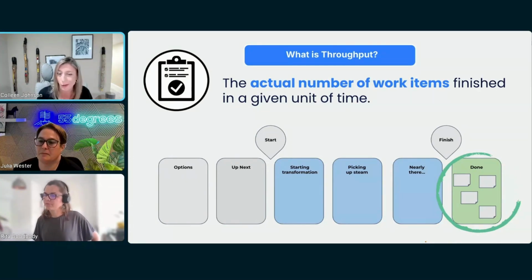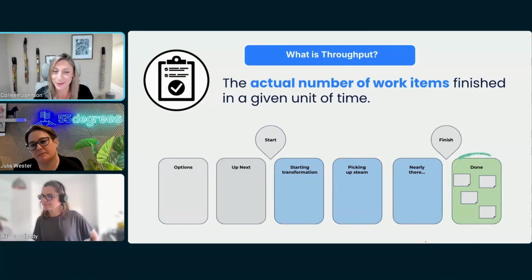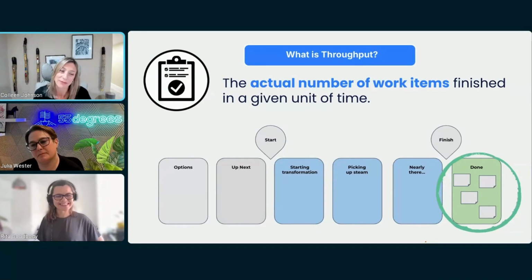And sometimes that's not a whole number. It might be something like, for this team, we get 0.8 work items finished a day. So when we think about throughput, you'll notice we're not talking story points. This is not the same as velocity. We are talking just how many work items were completed.